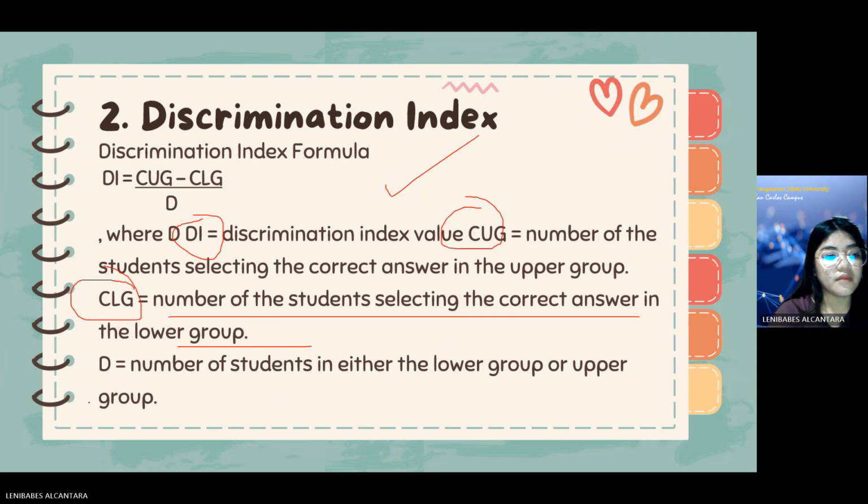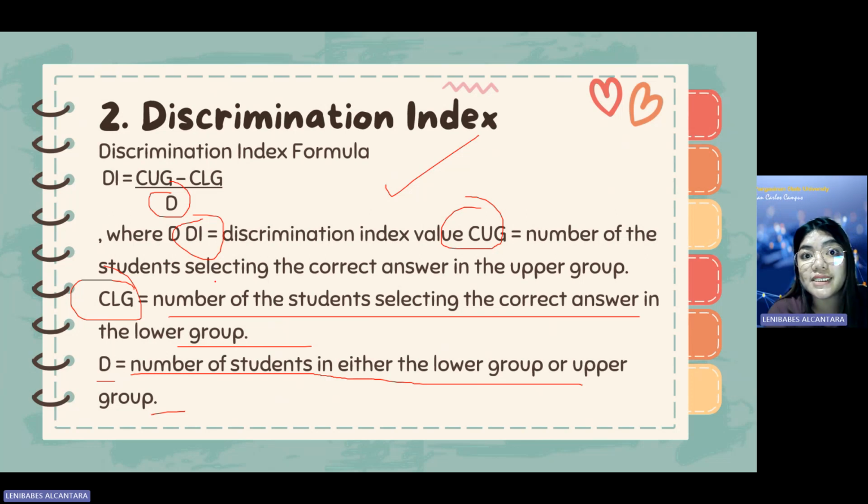Okay? Now, of course, we have here number of students in either lower group or upper group, that is the letter D. Yun yung nasa baba niya. Ito siya. Okay? Number of students in either the lower group or upper group. Ibig sabihin, since nahati yung dalawa, di ba, meron tayong constant sa pagkuha ng upper and lower. Yung D na yan is yung total number of students ng upper or lower group. Hindi yung sum. Okay? Hindi yung sum.